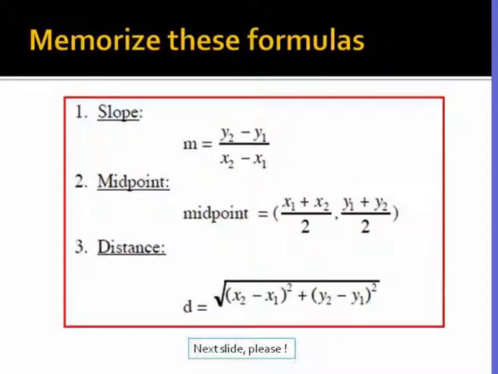Slope is rise over run, so that's the only one where the order really matters. If you do y2 minus y1, make sure you do x2 minus x1, and the y's need to go on top. A good way to remember that is it's rise over run, so it's y's on top, rise and y's on top.